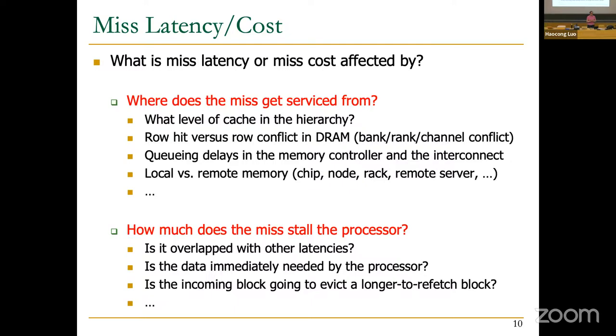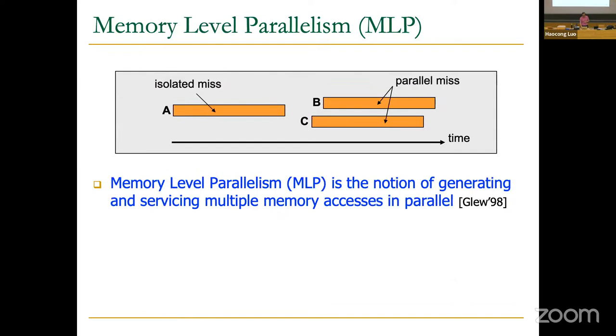But let's take a look at one example of this. This is the notion of memory level parallelism. I alluded to it in an earlier lecture, but we never really looked at it. Modern processors can actually have different types of cache misses. If you look at this cache miss over here, it's isolated. There is no other cache miss happening at the same time, which means the latency of this cache miss is fully exposed to the processor, assuming it stalls the processor. That's the assumption. But these two misses are serviced in parallel. You generate cache miss C and then cache miss B, and they're serviced in parallel in different banks, for example, in DRAM. As a result, their latencies are overlapped. So that's the notion of memory level parallelism. It's really the notion of generating and servicing multiple memory accesses in parallel.